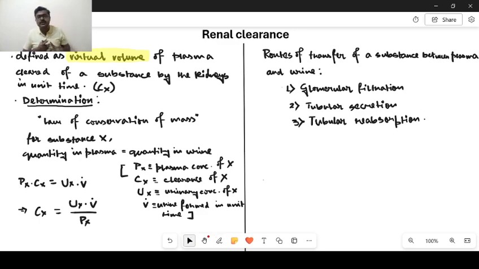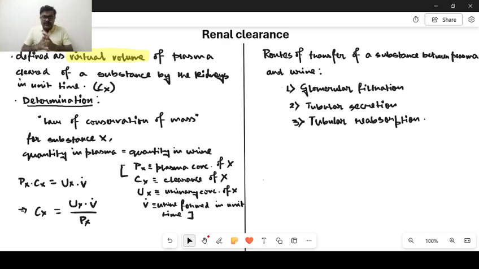You can measure the plasma concentration of the substance, the urinary concentration of the substance, and the urine formed in unit time as well. So if we get the values of these three variables, we get the value of clearance for a substance. Now, what is the practical implication of clearance? Why do we want to know that?